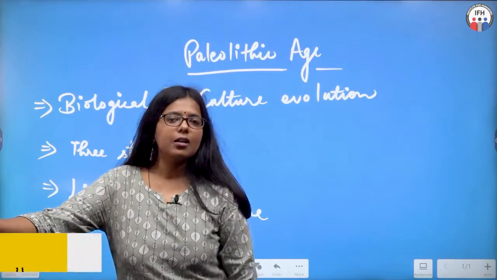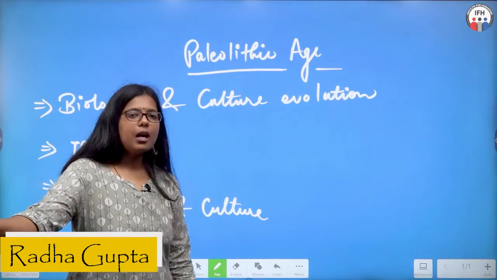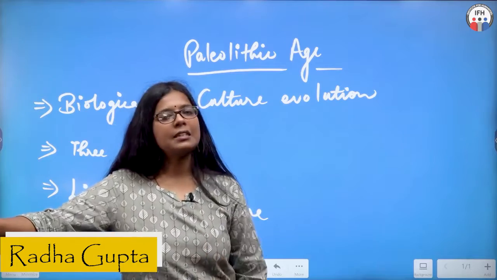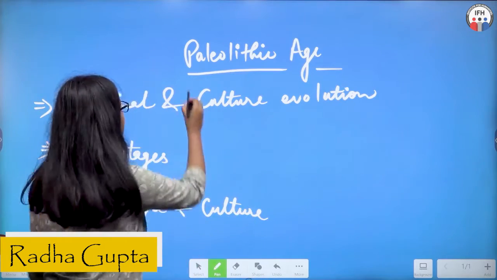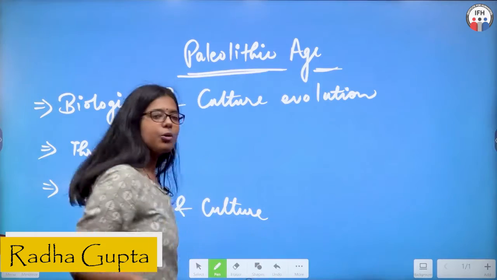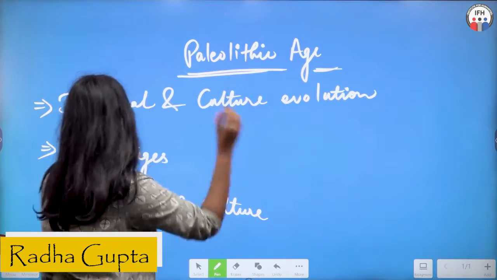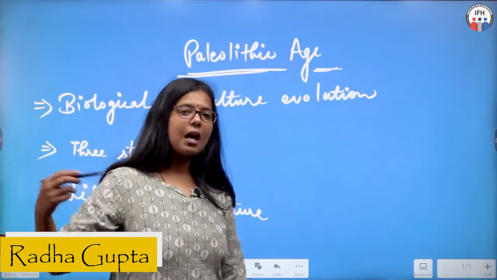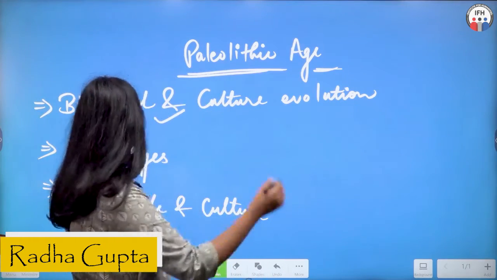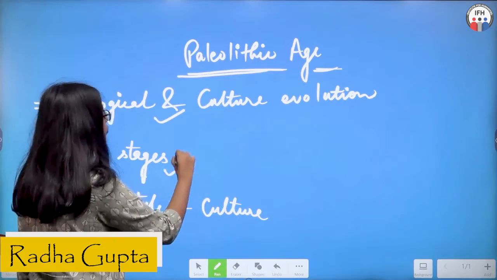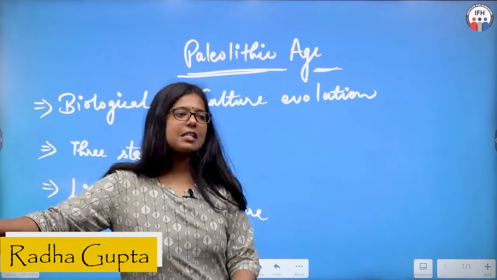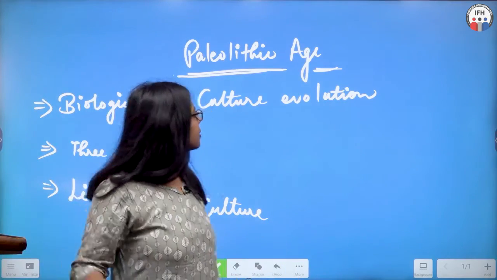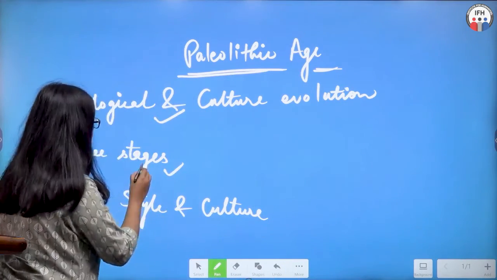Hello everyone. Today in this lecture we are going to introduce you to the basic concepts of history, and then we'll move on to the Paleolithic age. And while talking about Paleolithic age, we'll discuss the biological and cultural evolution of human beings, how it all began. Then we'll be looking at three stages of Paleolithic age, in which we'll discuss how these stages differ from each other, and sometimes they are also similar in a few ways.